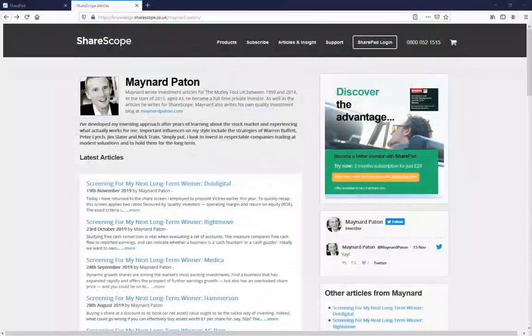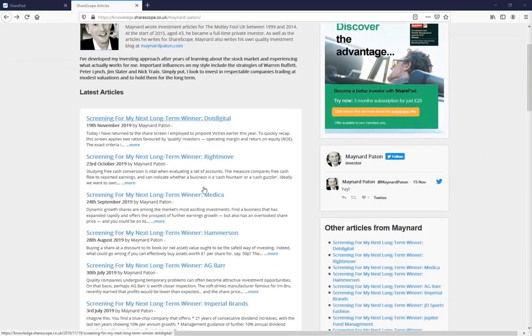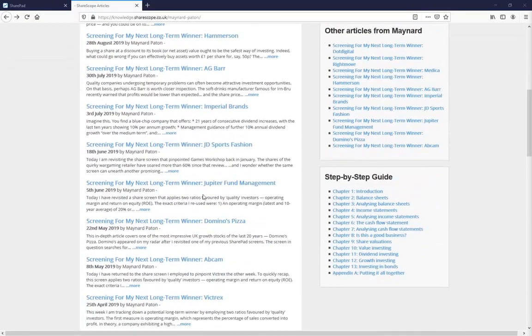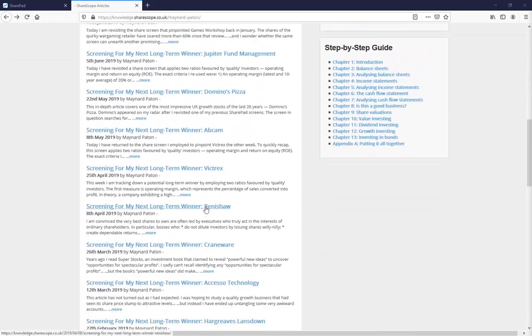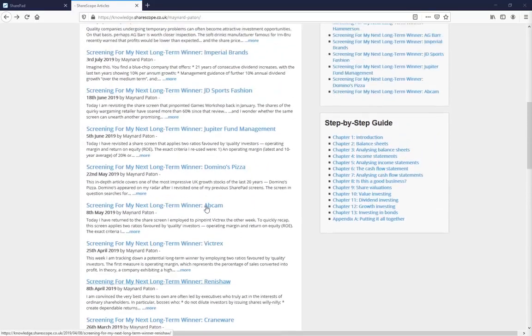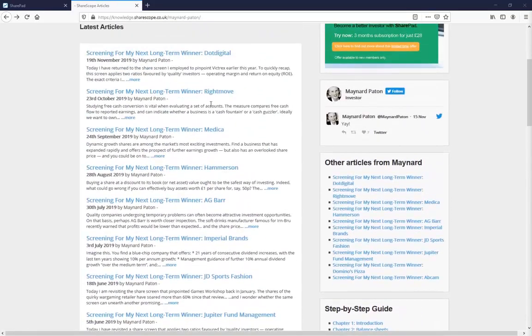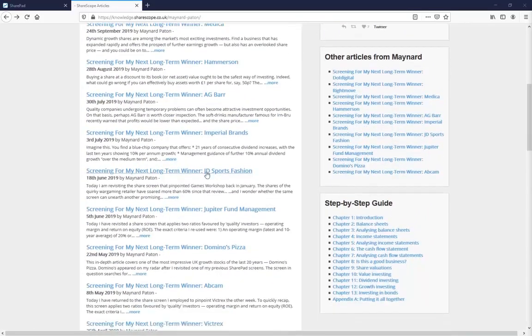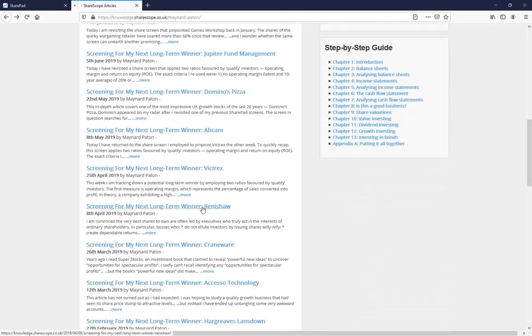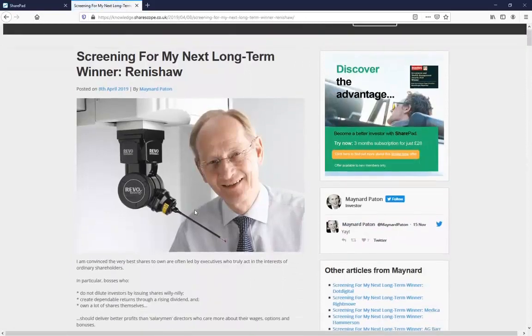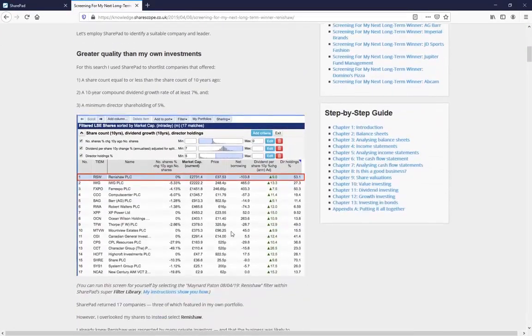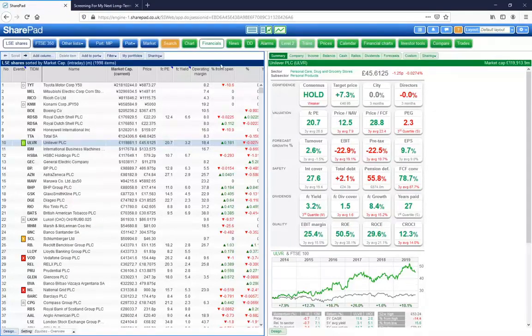So let's get started. I'm going to use for this webinar 3 filters that I've used in my articles. I'm going to look at the filter I used to pinpoint Runnyshaw earlier on in the year, and also Rightmove and Medica. So let's click down on Runnyshaw here. We can scroll down here. I'm going to apply this filter now in SharePad. So we're going to click onto SharePad. I'm going to apply filter.